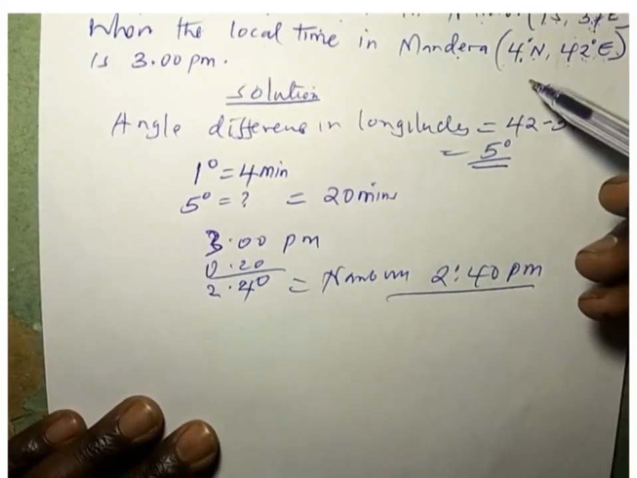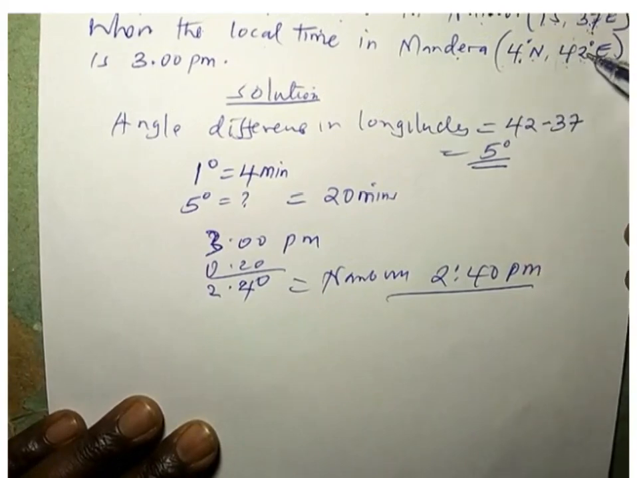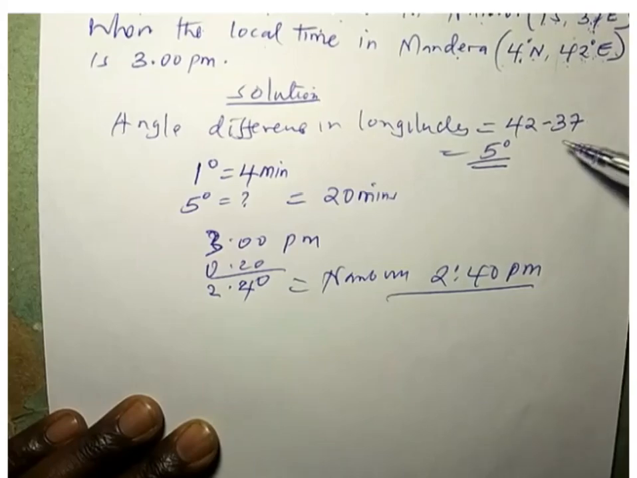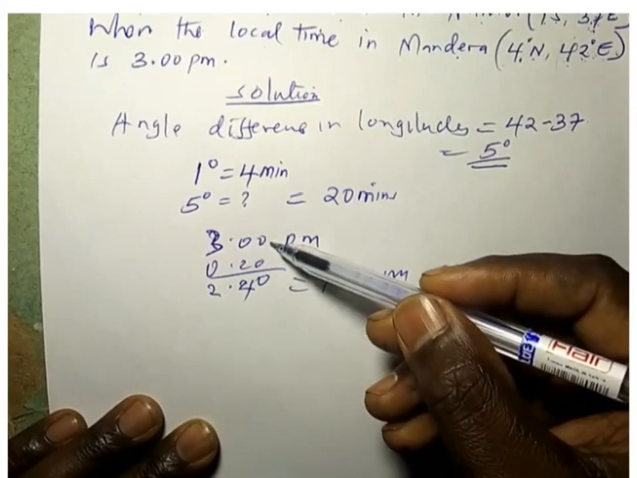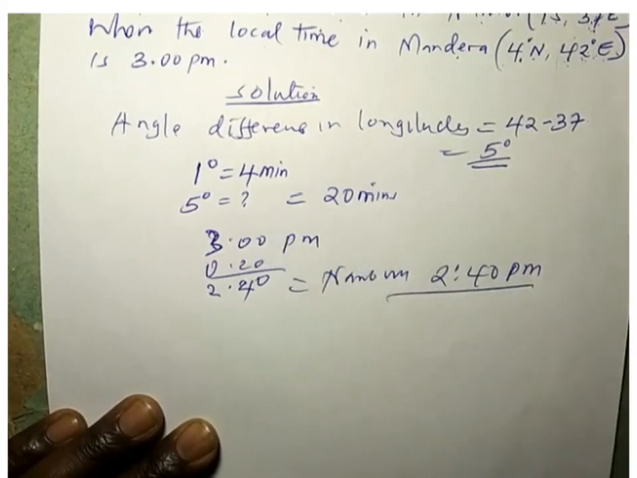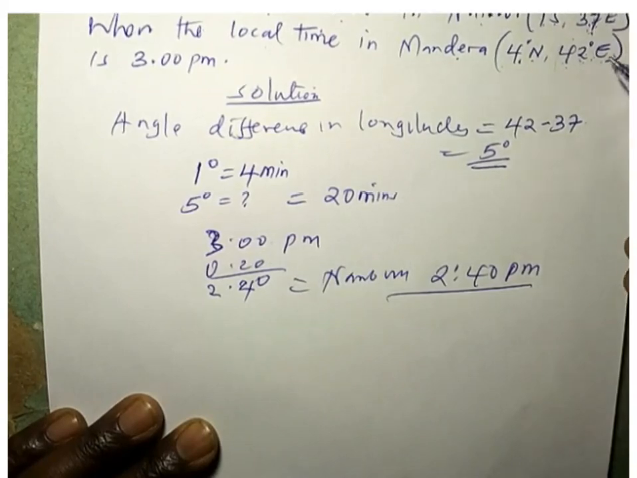If we were getting a place ahead of Mandera, we would add the time. This 20 minutes, we add, and this one will be 3:20 if it is ahead of Mandera, or to the east of Mandera. If, for example, it was 50 degrees east.